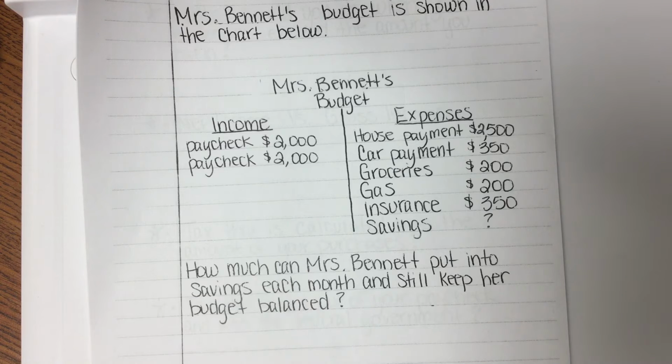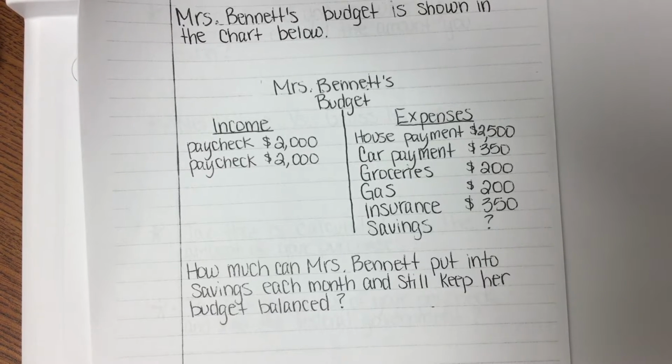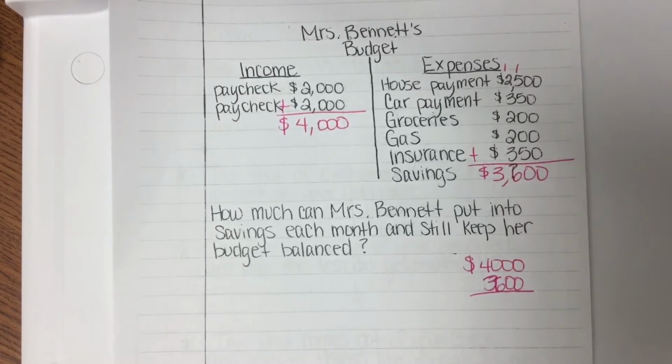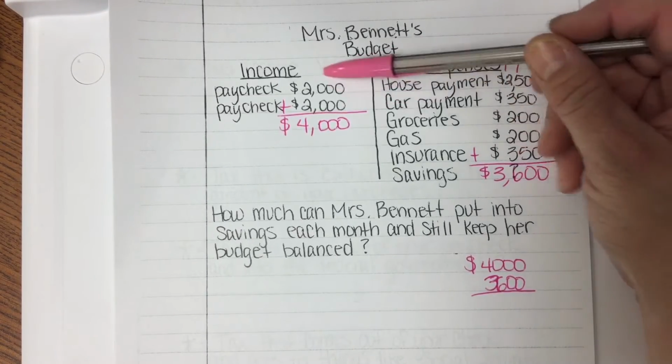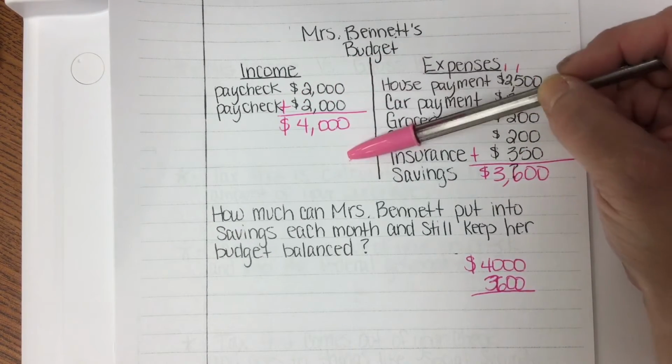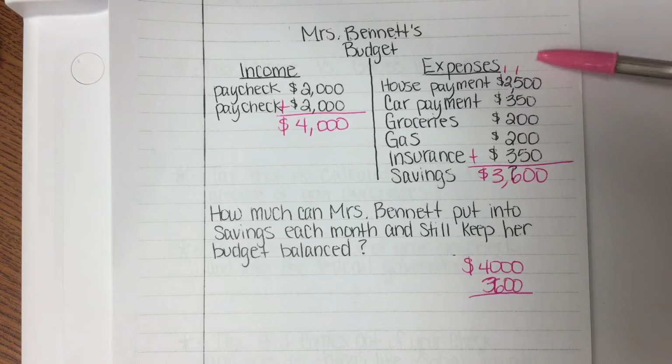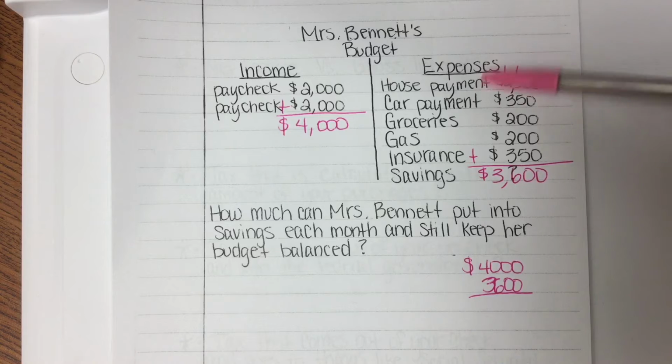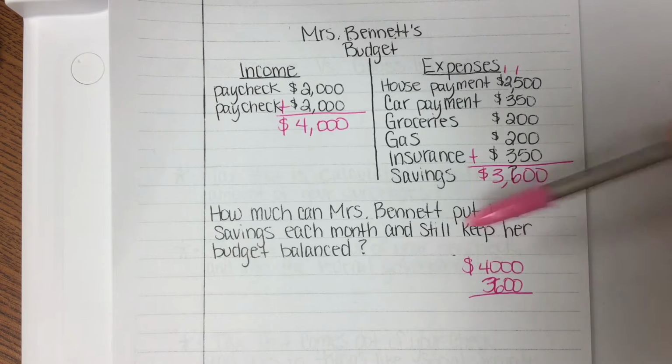Okay, what are you going to do? What can you do to make these two balance, meaning be the same number? Okay, so what you should have done, you should have added the income, $2,000 plus $2,000 is $4,000, and then added the expenses. So all of the expenses that we know equal $3,600. So we need to know how much she can put into savings to have a balanced budget.